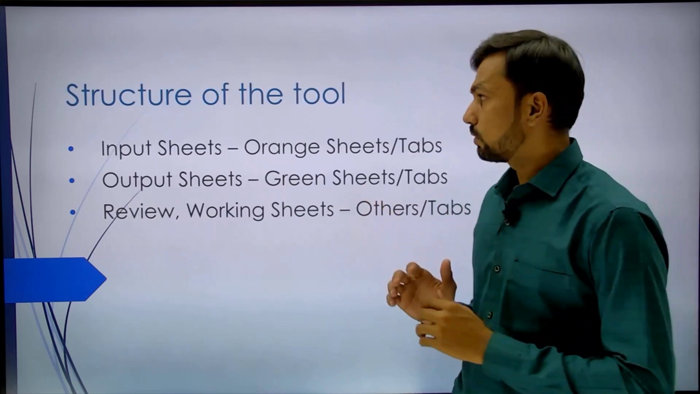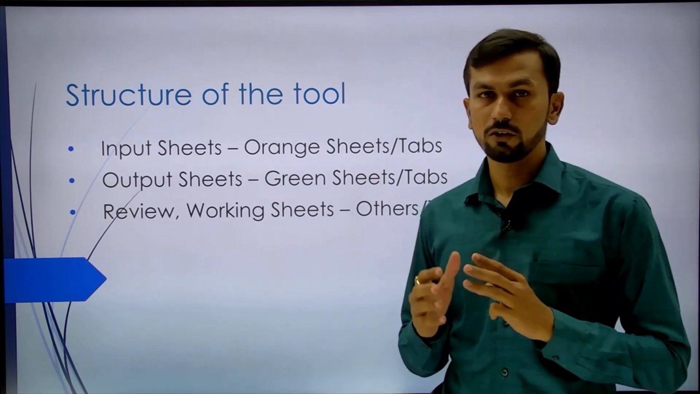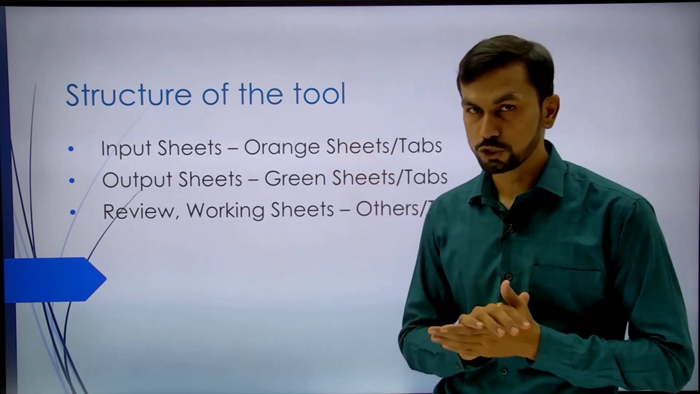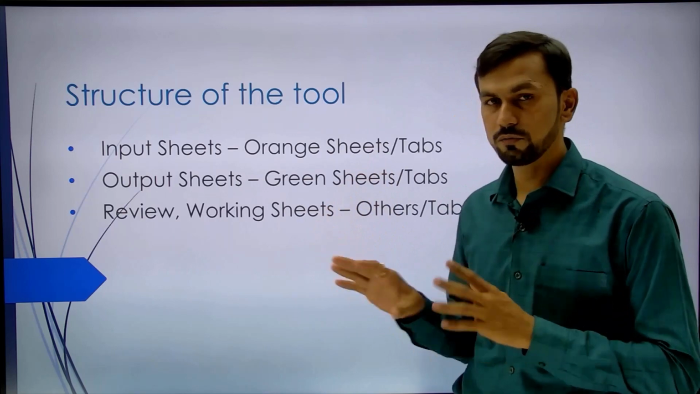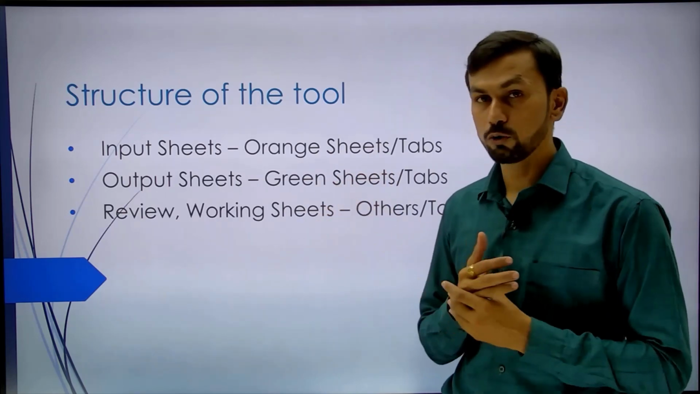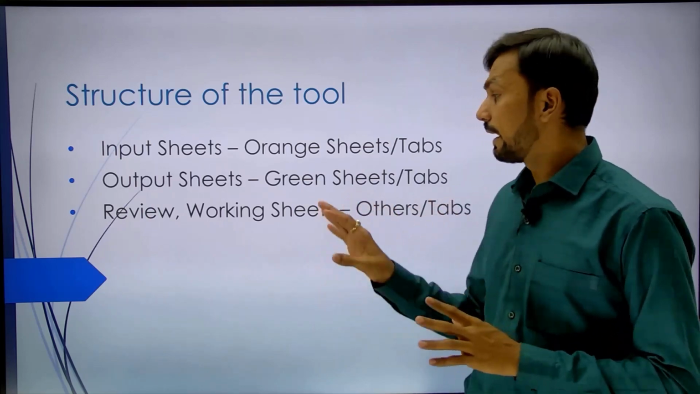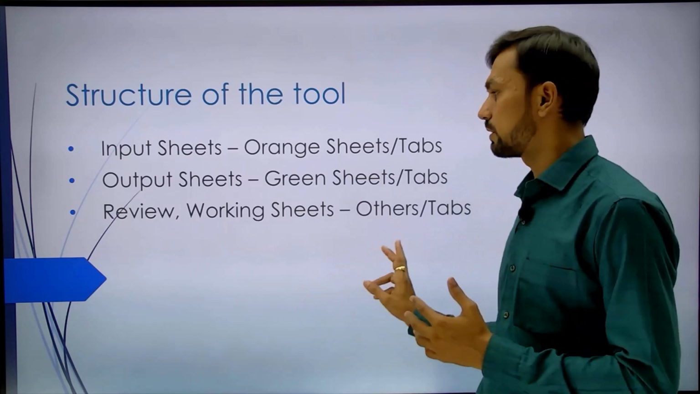Now let's come to the structure of the tool. Everything is divided into three kinds of sheets. The first one is the input sheet, colored orange. When you see the tool, you will get to know there are 5 input sheets. Then there are output sheets, all colored as green tabs, and then there are certain review and working sheets.